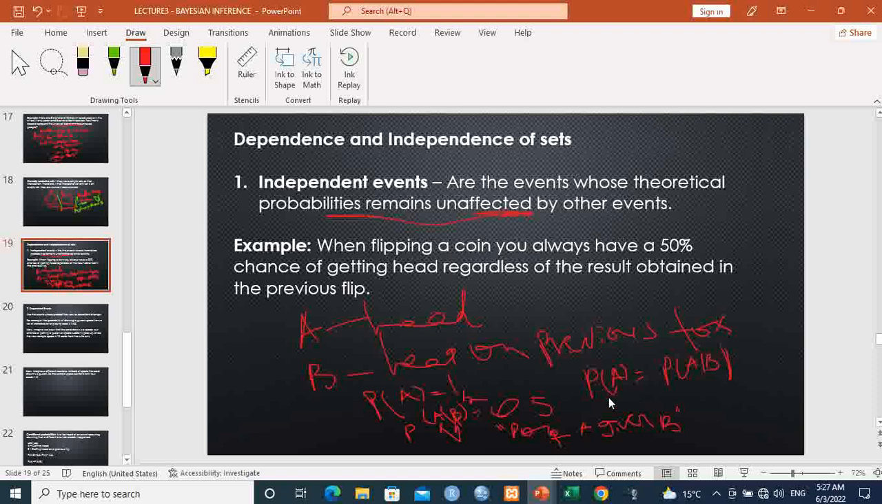Here we're saying, we have two events, remember. We have the probability of getting a head and also getting a head on the previous event. What if we got a head in our previous event? Does it affect our current probability? And we have realized that they do not affect each other. So in this case, where the probability of A is equal to the probability of A given B, or given a head on the previous toss, we say this is an independent event.